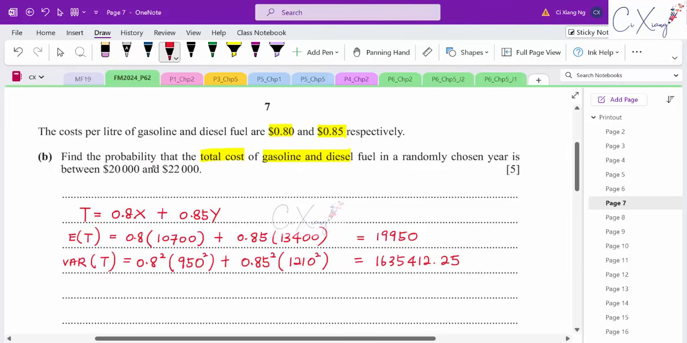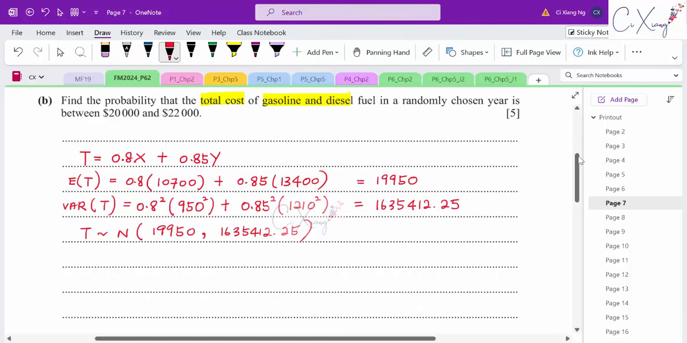Okay, since x and y are both normally distributed, therefore the linear combination of x and y is also normally distributed. That means T is normally distributed, the mean is 19950, and the variance is this one. Then for the next step, they want you to calculate the probability that the total cost T is between these two values. So T is between 20,000 and 22,000.